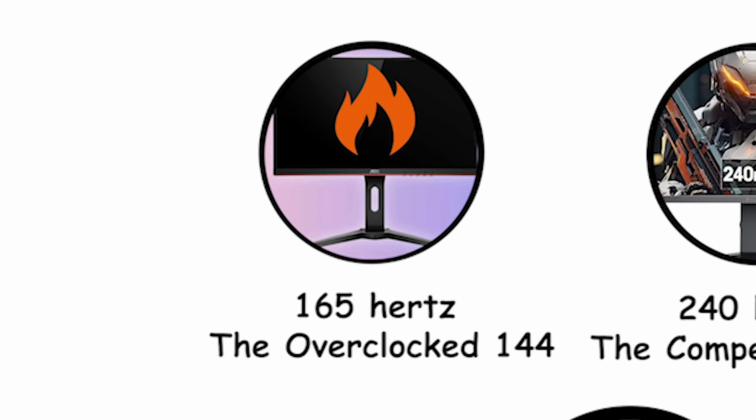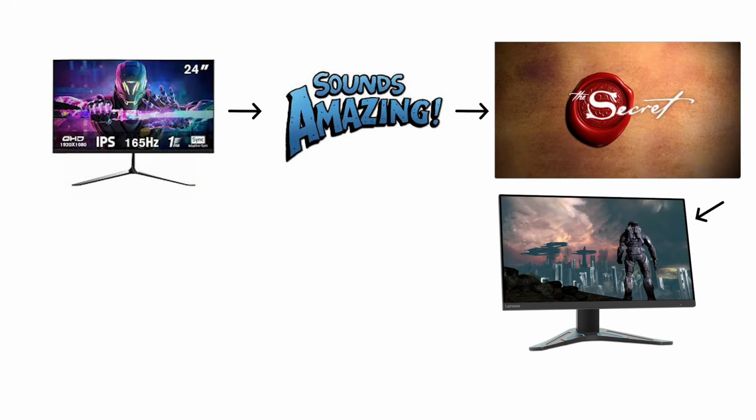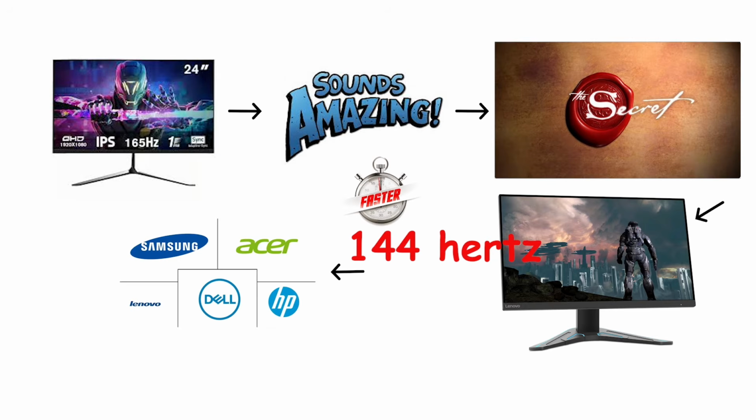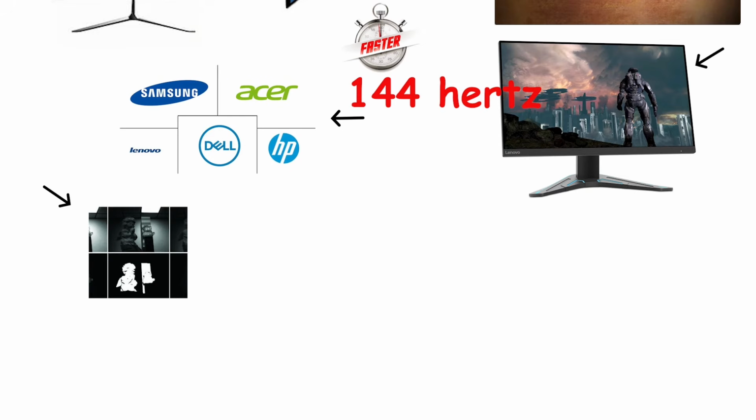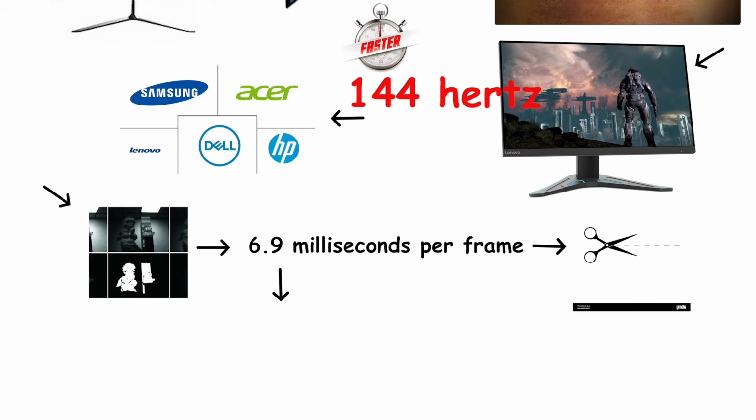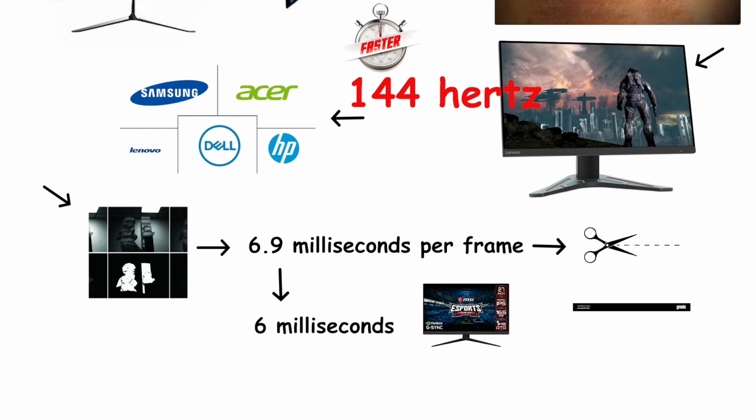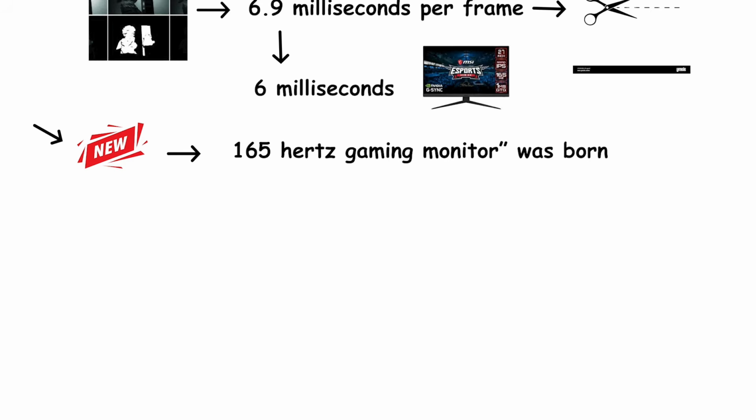165 Hz, the overclocked 144. 165 Hz sounds impressive, but here's the secret. Most of these panels are just 144 Hz models pushed a little faster. Manufacturers realized that if a panel could reliably handle 6.9 milliseconds per frame, shaving that down to 6 milliseconds was mostly a firmware tweak and a new sticker, and thus the 165 Hz gaming monitor was born.